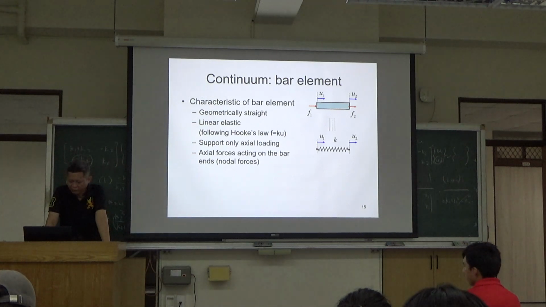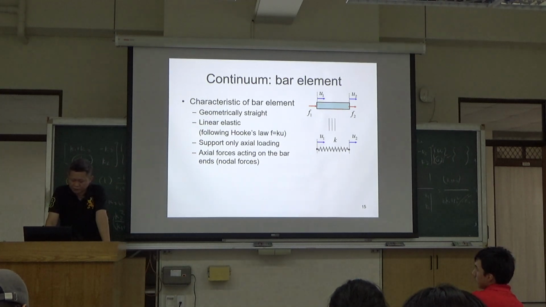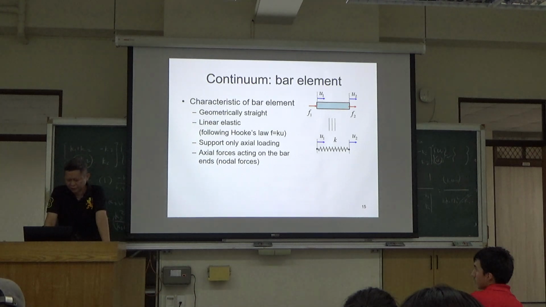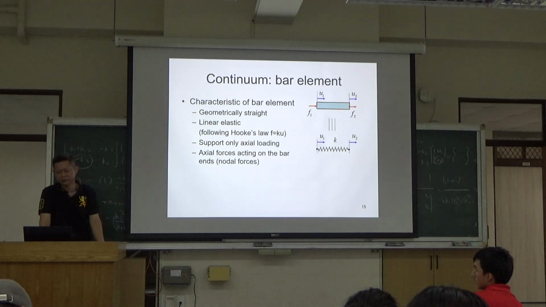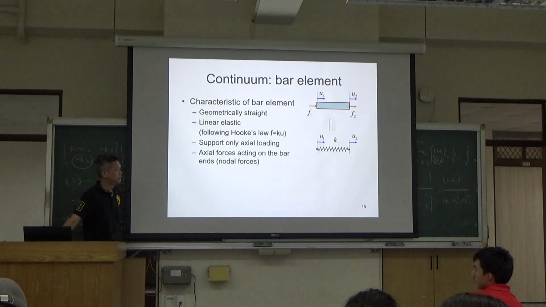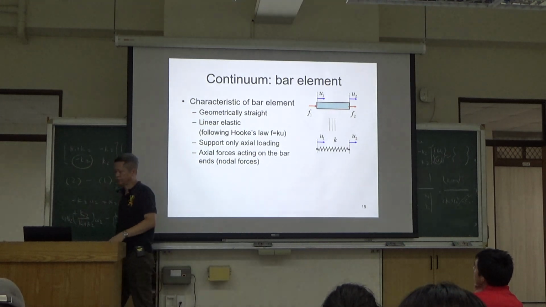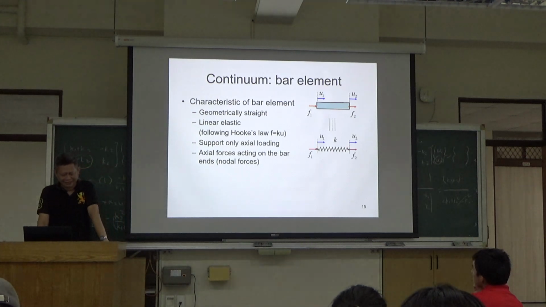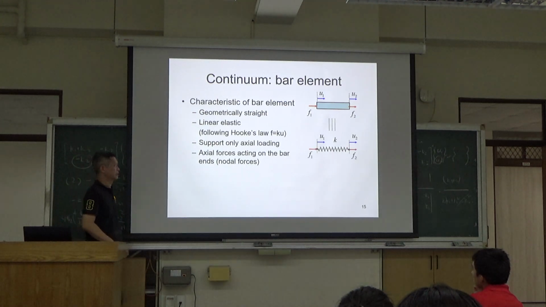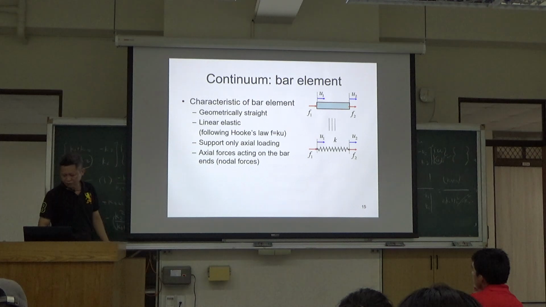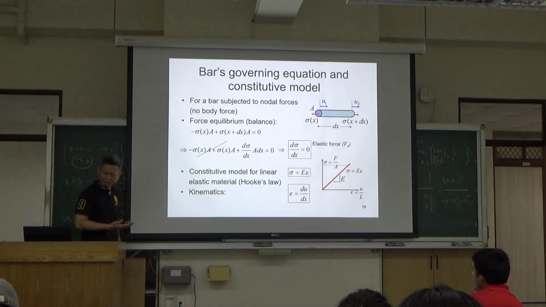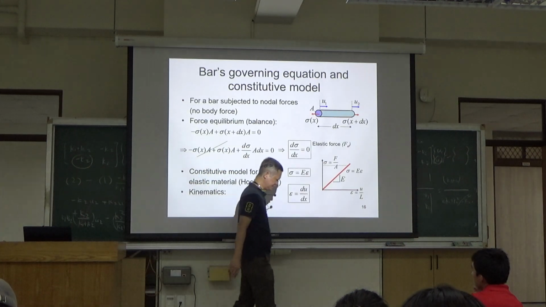So a continuous rod, also called a bar element, is straight. It is linear elastic, supported only by axial loading. Axial force acts on the bar ends. Okay. So this is a bar element. Almost the same as your spring. It cannot handle intermediate forces. But how could we make it capable of handling intermediate forces?